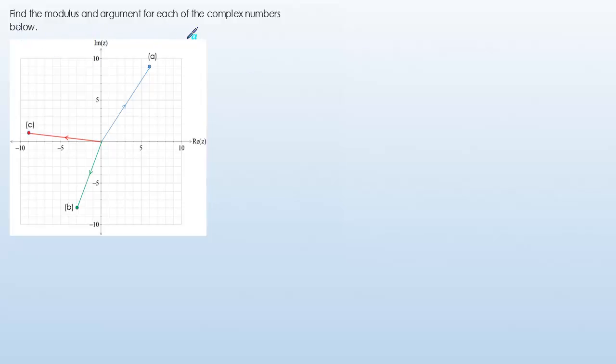Find the modulus and argument for each of the complex numbers below. So if we look at A, we can see that it's at coordinates 6, 9. If we form a right-angled triangle with the vector here, this distance is 6 and this is 9. So the modulus, which is written like this, of our complex number 6 plus 9i, is just going to be, using Pythagoras, the square root of 6 squared plus 9 squared.